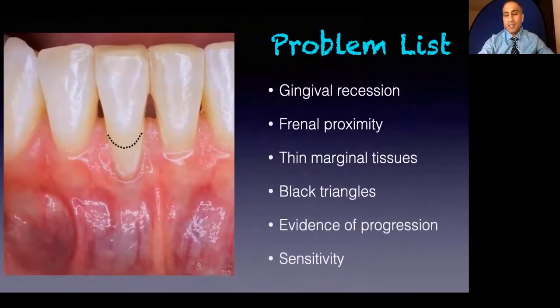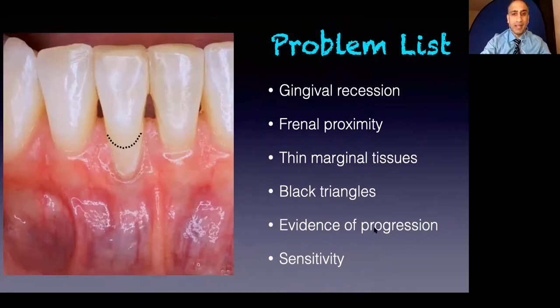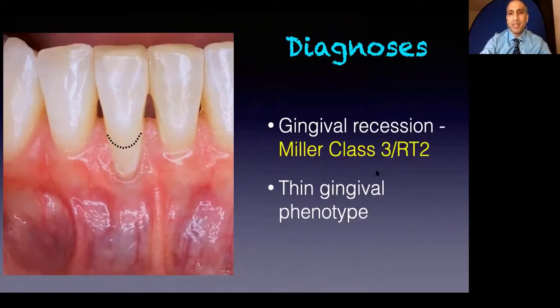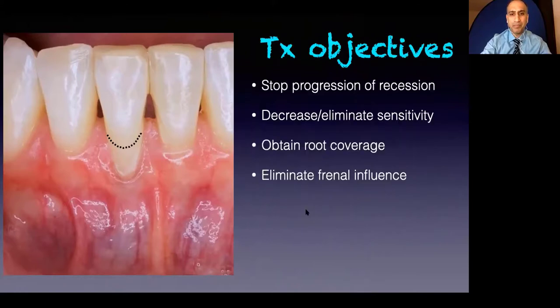So in this case, when we determine our problem list, we've already talked about recession, frenal proximity, and thin marginal tissues. We also have black triangles, and there's really not a whole lot we can do about those predictably. There was evidence of progression, and the patient also had sensitivity. We diagnosed this as being a Miller class 3 or an RT2 recession defect, and the patient also had a thin gingival phenotype.